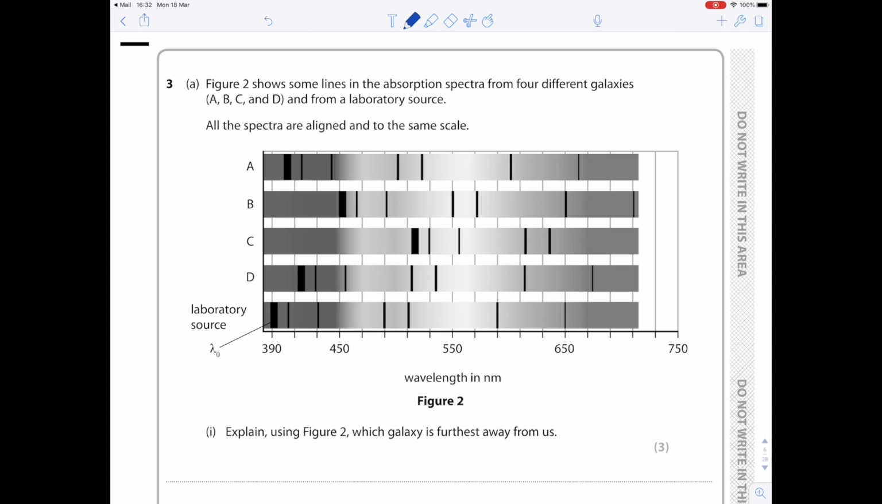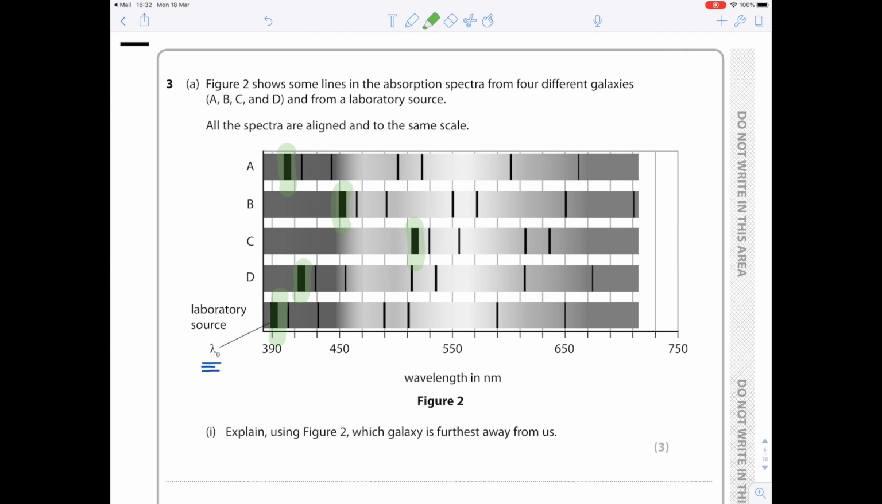3. Figure 2 shows some lines in the absorption spectra from 4 different galaxies, A, B, C and D, and from a laboratory source. All the spectra are aligned and to the same scale. So we've got A, B, C and D. Explain using figure 2 which galaxy is furthest away from us. Do notice that we've got this wavelength here identified, and that's because it's the only thick line, and really that's our reference point. We're going to be comparing the thick line on A, B, C and D.